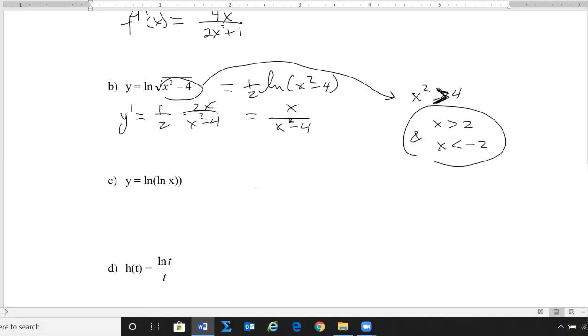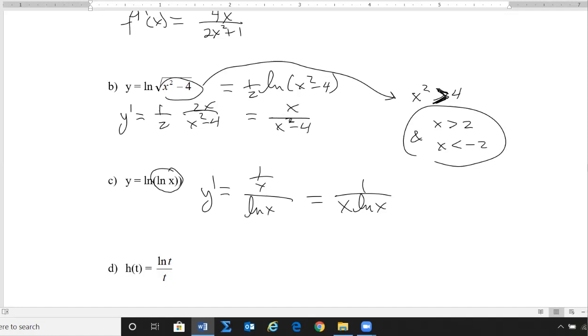Next one, natural log of the natural log of x. All right, this is an interesting one. We'll make this our last one, then we'll go to another video. So we've got a natural log of the natural log. To get the derivative started, y prime is the derivative of the inside, which is 1 over x, divided by the inside, which is natural log of x. So this would be 1 over x natural log of x. That's an interesting form.